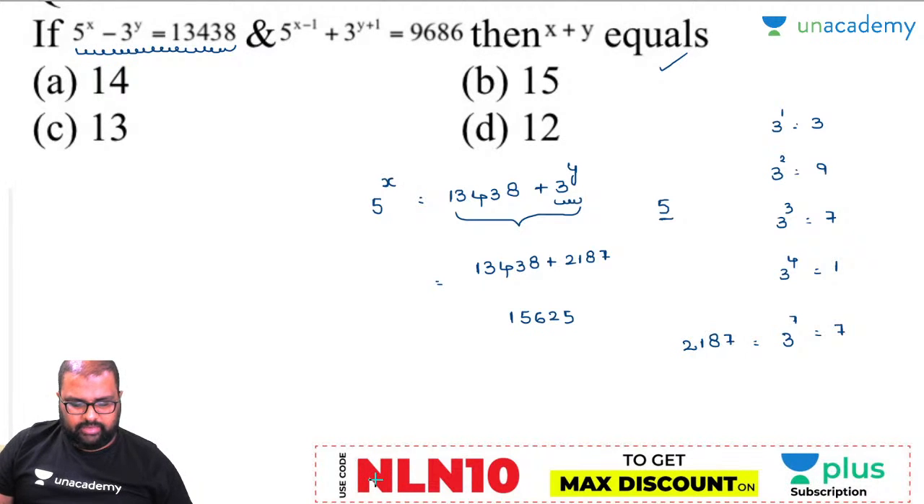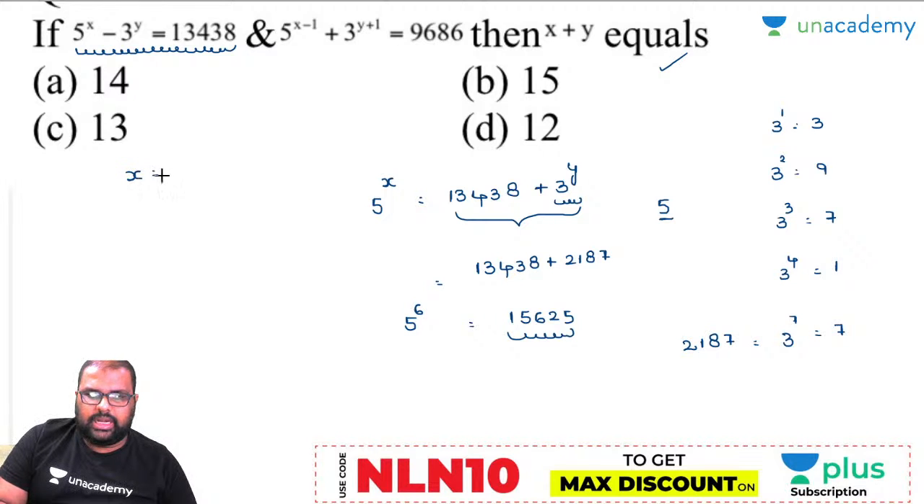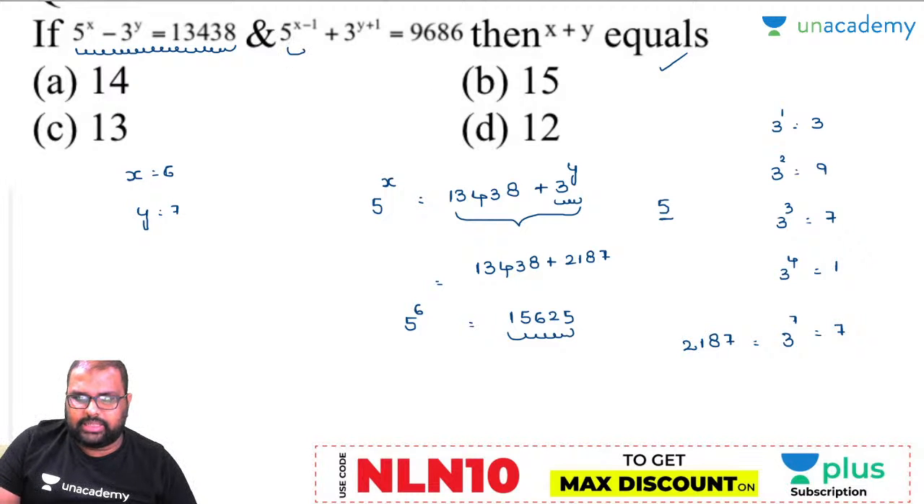Your 15625 will surely work out. Check there, it will be divided by 25, divided by 25. So 15625 is nothing but 5 to the power of 6. Done. And your x is 6 and your y is 7. If you have any doubt, you can easily substitute here and get the answers there.